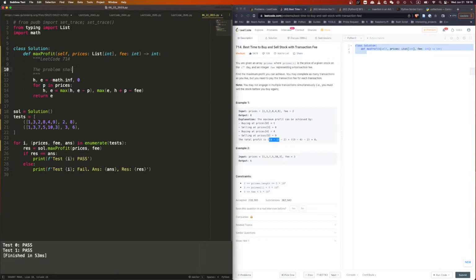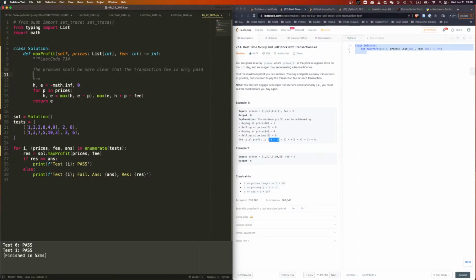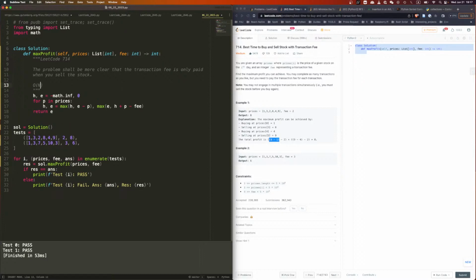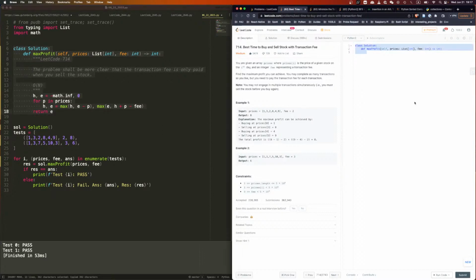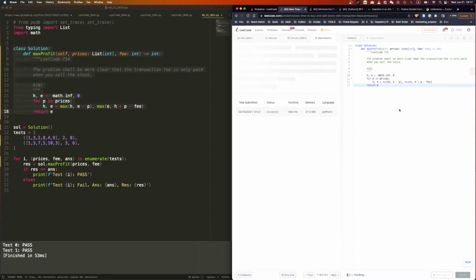The problem should be more clear that the transaction fee is only paid when you sell the stock, which does not make sense. Like, it's a transaction. You buy as a transaction, you sell as a transaction. But doesn't matter. We figured it out through trial and error. So, state machine.